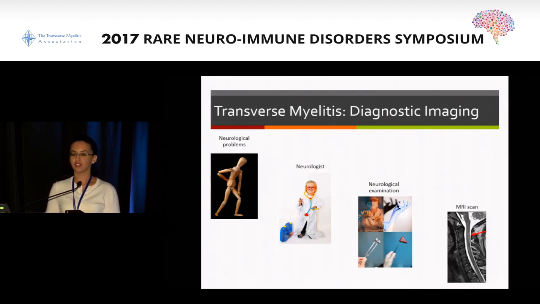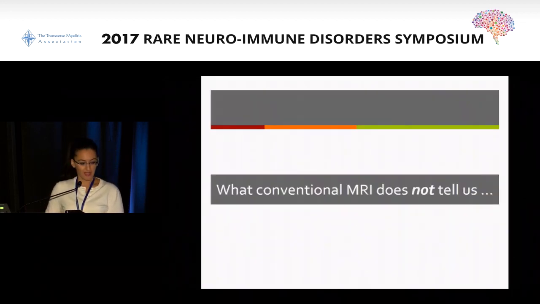And then the result she gets is hyperintense signal, C4 to C6. And sometimes that correlates with the clinical symptoms. Sometimes it doesn't. Sometimes it's a negative MRI. Sometimes it takes a while for MRI to actually show a lesion. So what conventional MRI does not tell us is the focus of this talk.